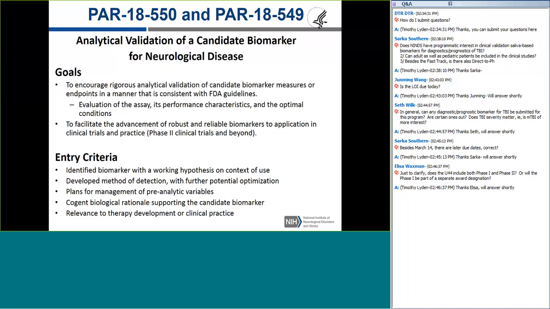Another entry criteria are plans for management of pre-analytic variables, and these pre-analytic variables include things, again, like making sure that the sample collection that you've based your biomarker selection on was standardized, that sample sources were annotated, and so on. When you're writing your introduction, it will be important to show that you've taken these things into account, and that you have evidence that you are working from standardized samples. Another entry criteria is that you have a cogent biological rationale supporting the candidate biomarker, and that your biomarker has relevance to therapy development or clinical practice.